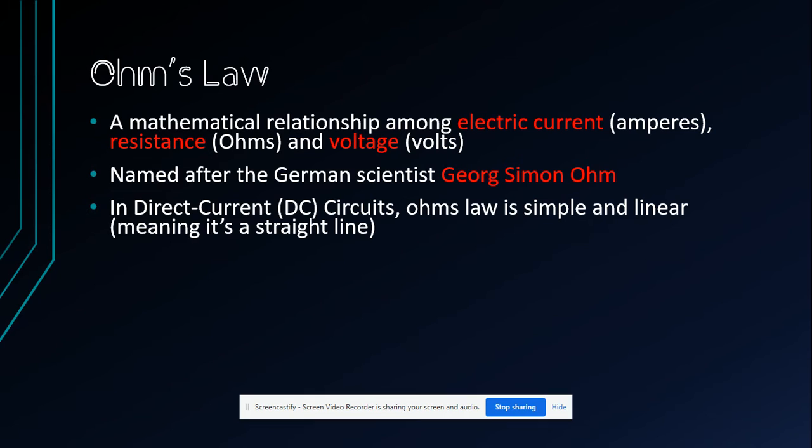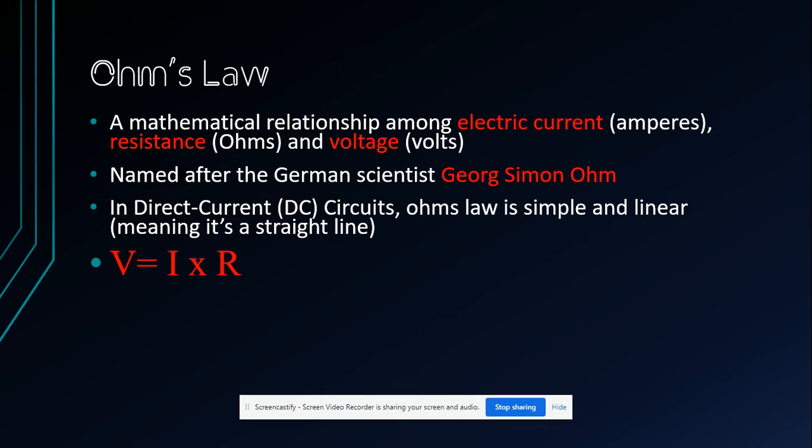In direct current circuits, or abbreviated, you'll see DC circuits, Ohm's law is simple and linear, which means it's a straight line. Electricity follows a straight path. And the equation is such. V equals I times R.